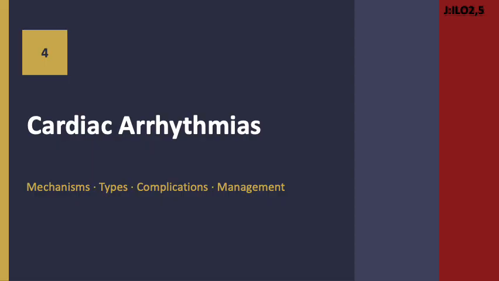Okay, that finishes up hypertension. Next, we're going to go to cardiac arrhythmias. This is topic 4. We'll talk about the mechanisms, type, complications, and management. And all of this correlates with Module J, Instructional Learning Objectives 2 and 5.